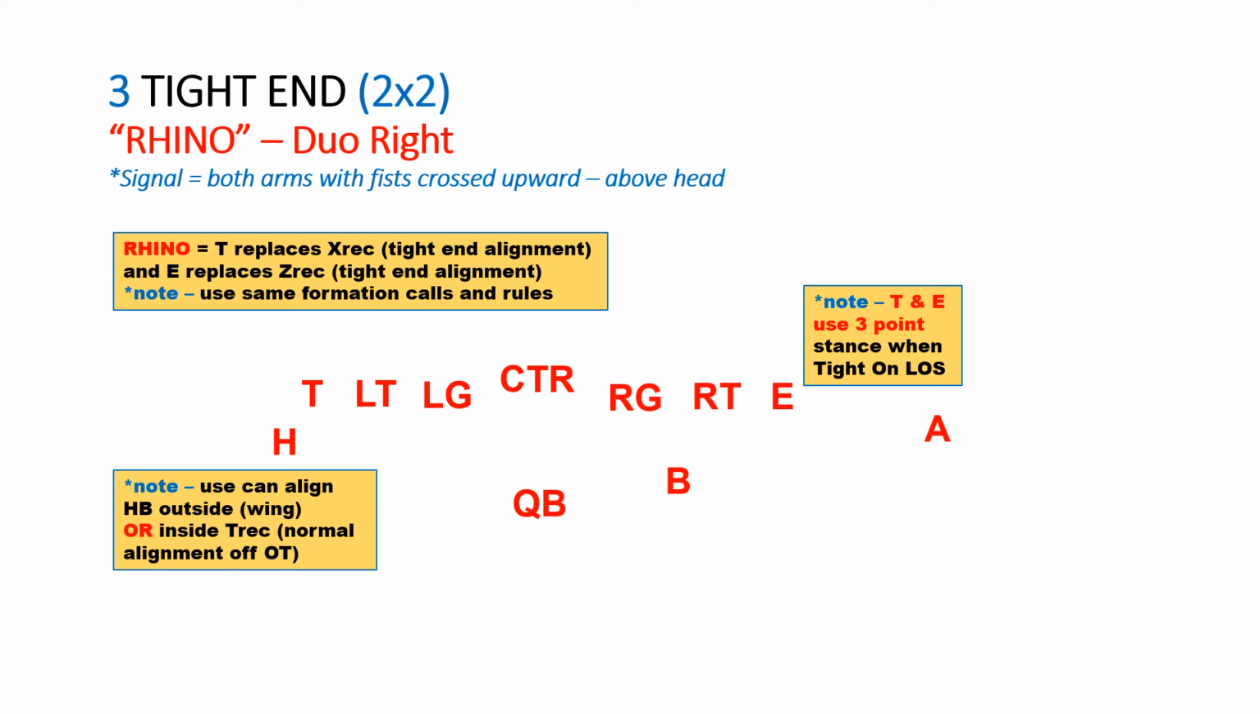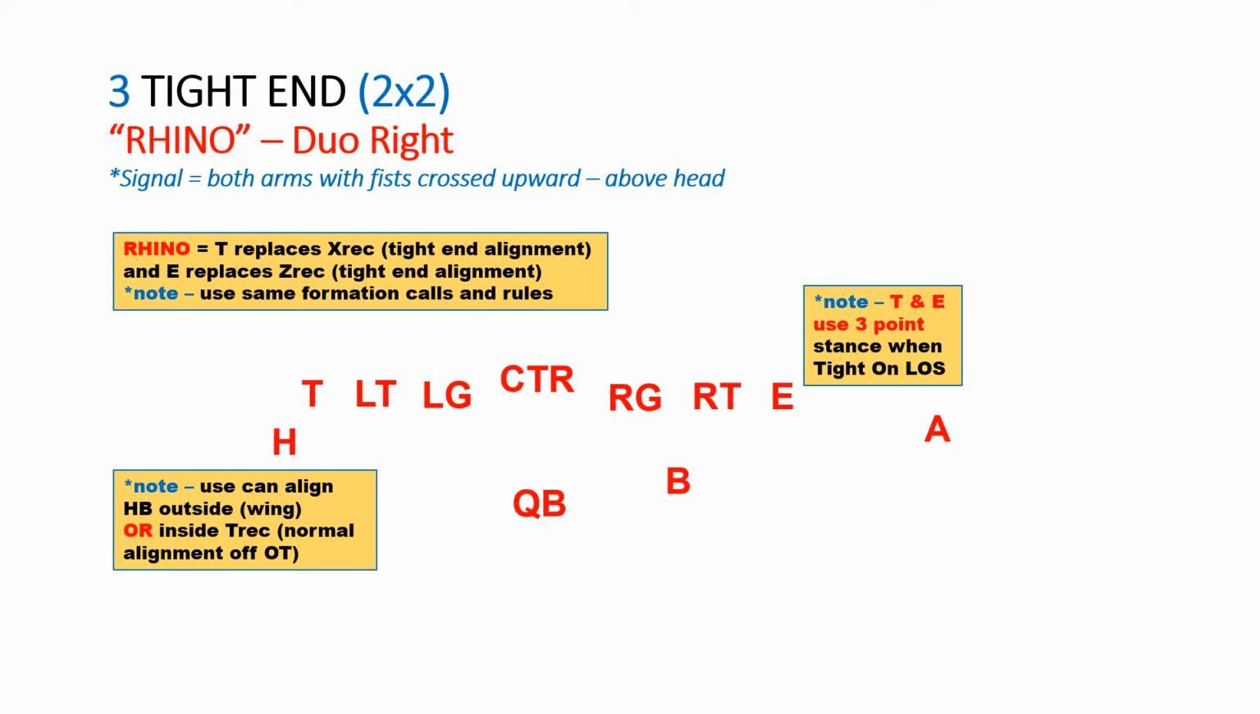All right, last set is going to be a three tight end personnel grouping called RHINO. We'll do our 2x2 or duo right here. Signal is with both arms upward with them crossed, with those forearms crossed above the head. Now what's going to happen is we're going to bring in the T to replace the X, and we're going to bring in the E to replace the Z, the two ends. So you can see now we're going to have a double tight end. They're both in that traditional three-point stance.